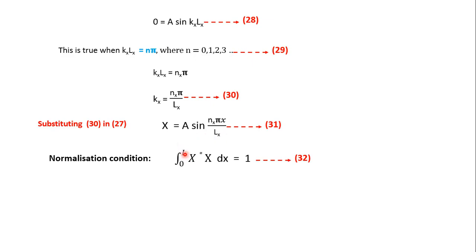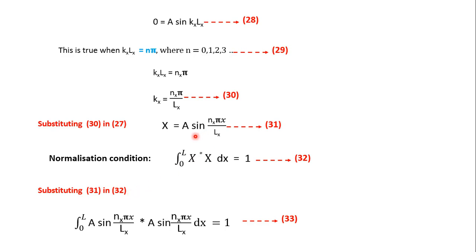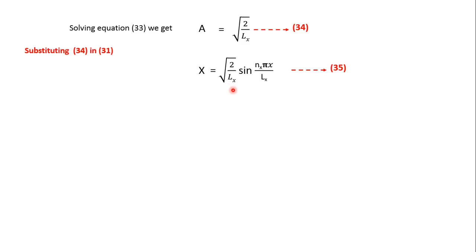Remember that this is not L, this is Lx, and capital X is a function of x, while small x is a variable, and the integral is equal to 1. Substitute the value of the function capital X here, and if you solve this, remembering once again that this is Lx and not capital L, we get A equal to root 2 by Lx. Substituting this value of A in equation 31, we get X is equal to root 2 by Lx sin nx pi x by Lx.